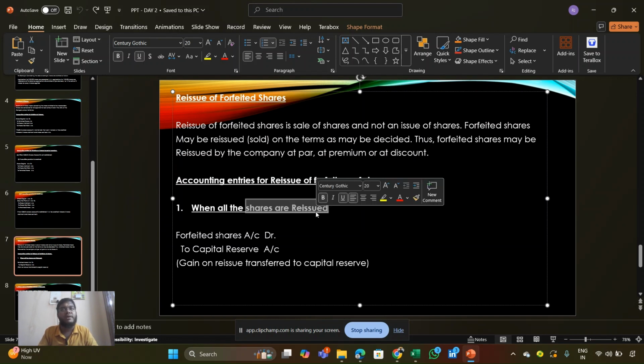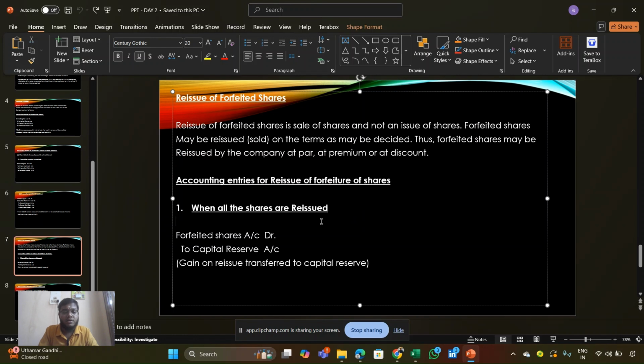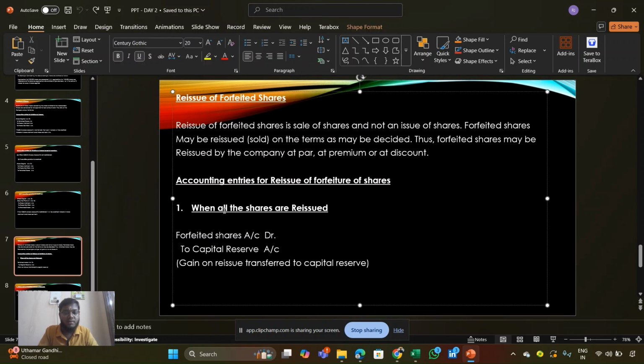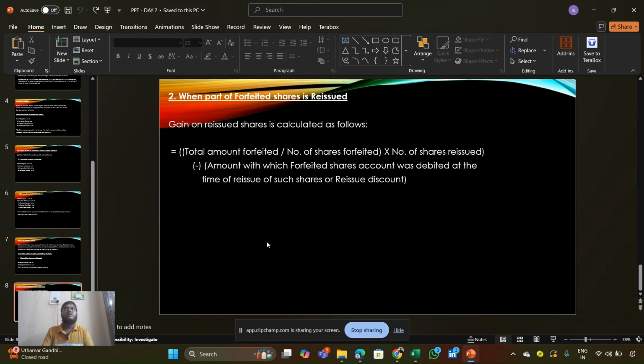While selling the shares, we will be receiving the amount. So while receiving the amount, as usual, the bank account will be debited. Okay, I didn't write that entry. Bank account will be debited, and forfeited shares account debited, credit to capital reserve. In this, while selling, there will be either a profit or a loss.